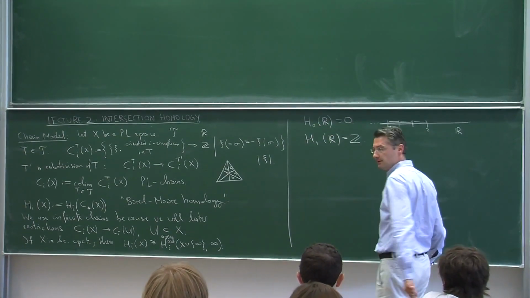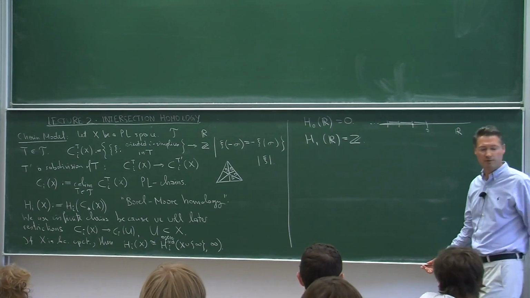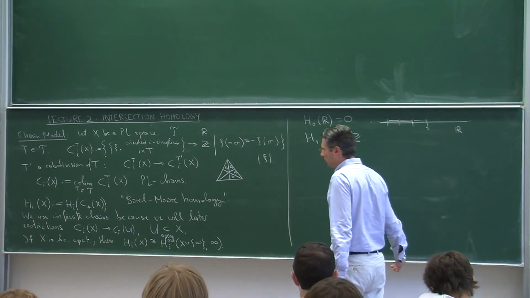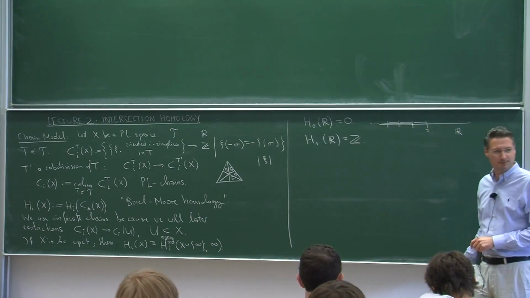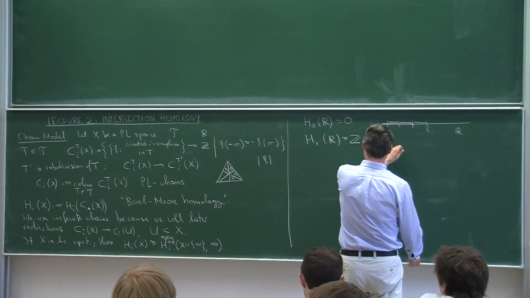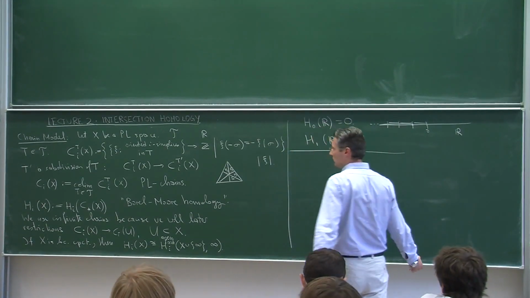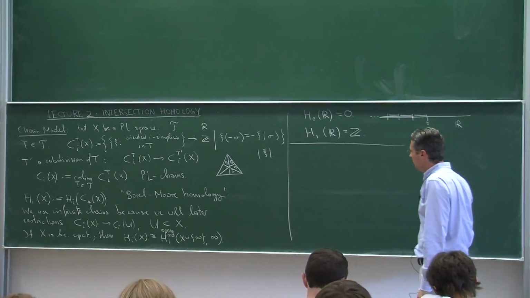From this, you also see that this is not a homotopy invariant, obviously. It's like cohomology with compact supports in a way. Okay, so that is the chain model I want to work with.